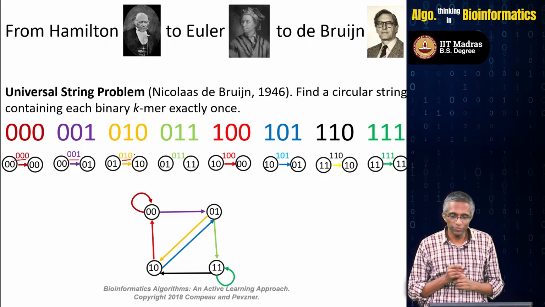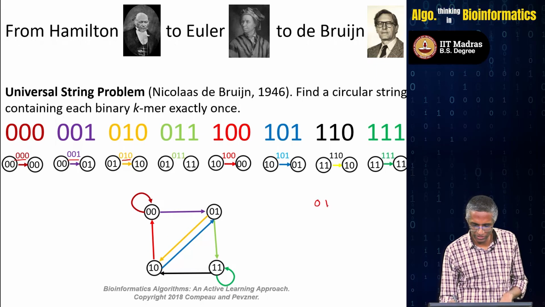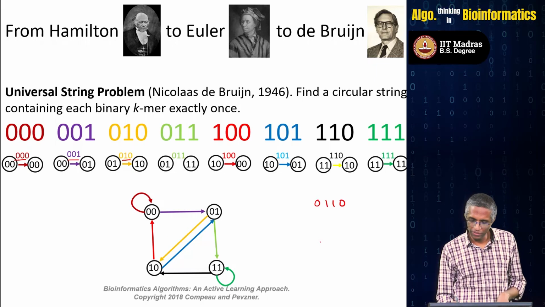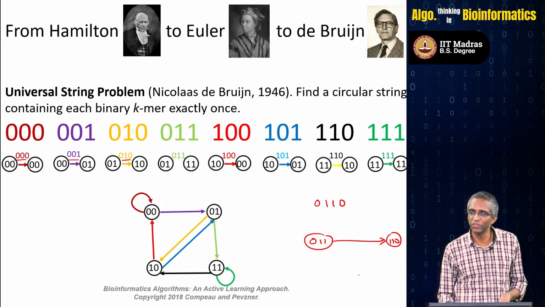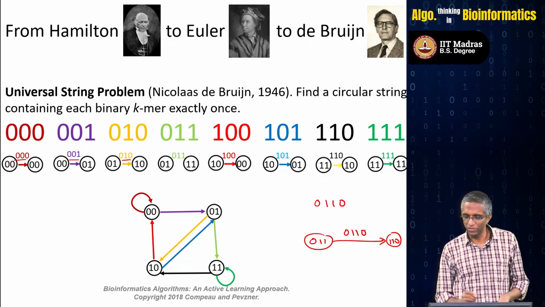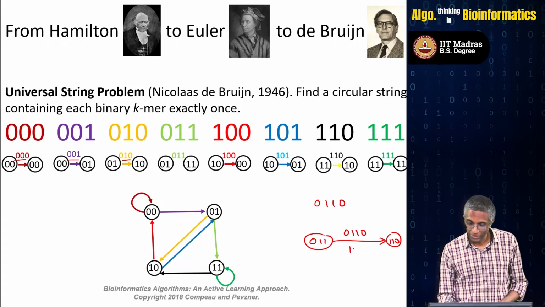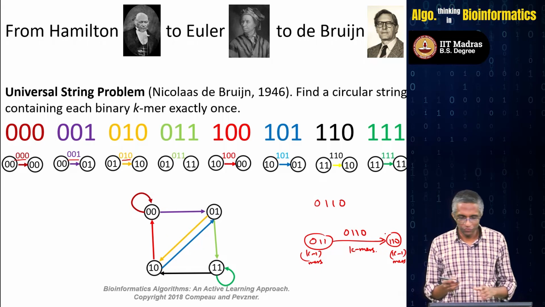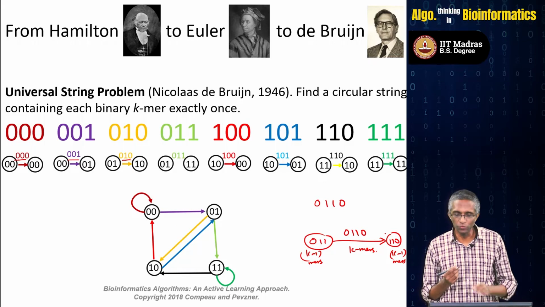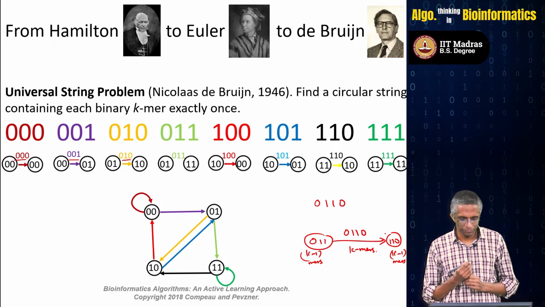Yes, it can be 4-mers and 5-mers. If it is a 4-mer, let's say I have 0 1 1 0, then I will have my nodes as 0 1 1 and 1 1 0, the prefix and suffix, and then I will have an edge as 0 1 1 0. So this will always be k-mers for edges, and the nodes are always k minus 1 mers. So it will work for any k. Just for simplicity, we are showing 3-mers here and 2-mers as the nodes.